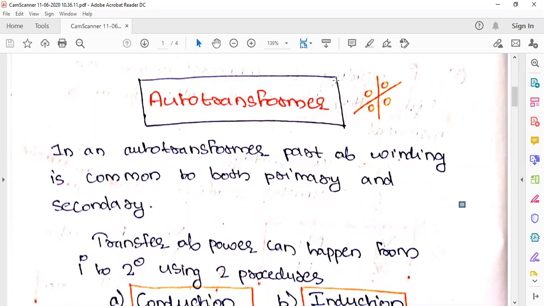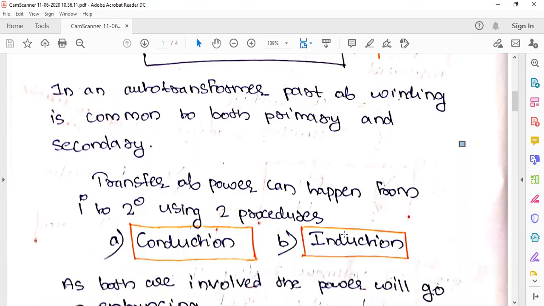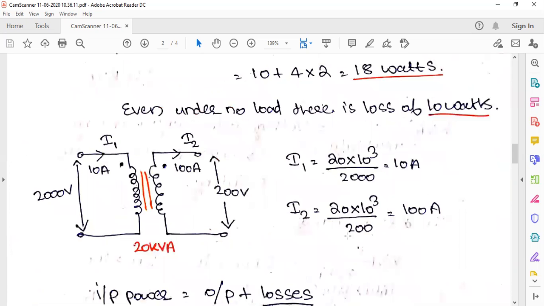The catch point is that in an autotransformer, part of the winding is common to both primary and secondary. In a single phase transformer, which we have studied, there will be a primary winding and a secondary winding. But in an autotransformer, a part of the winding is common to both primary and secondary. I will show you the figure.